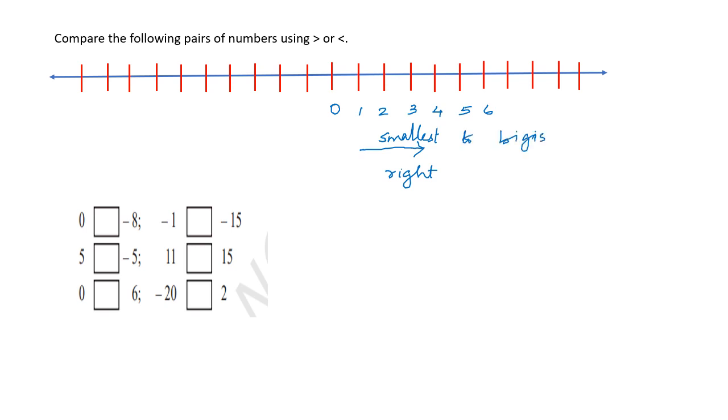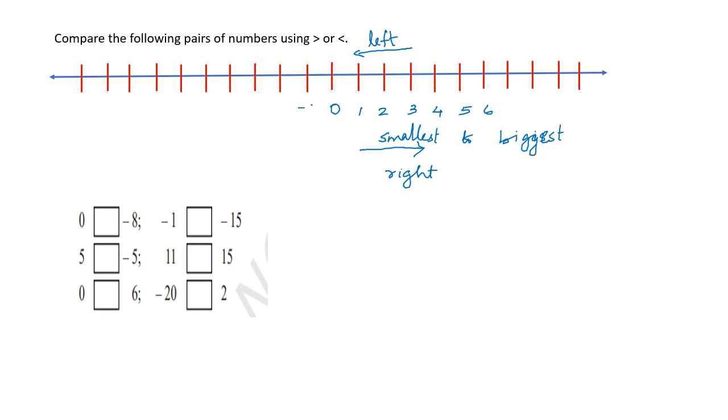That means from this side, when you are moving towards the left, the number is becoming smaller and smaller. Can you see? 4, then 3, then 2, then 1, then 0.